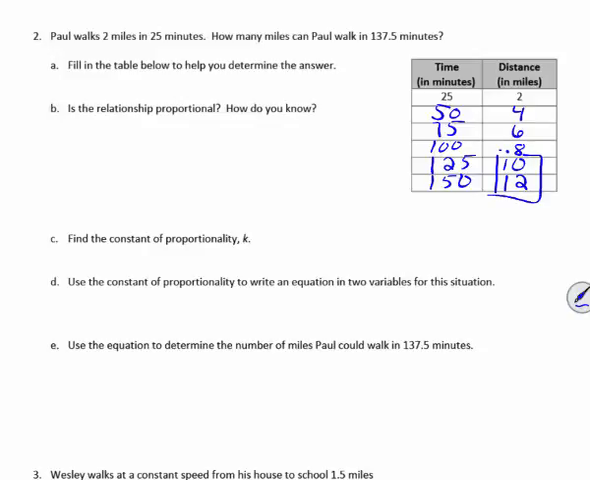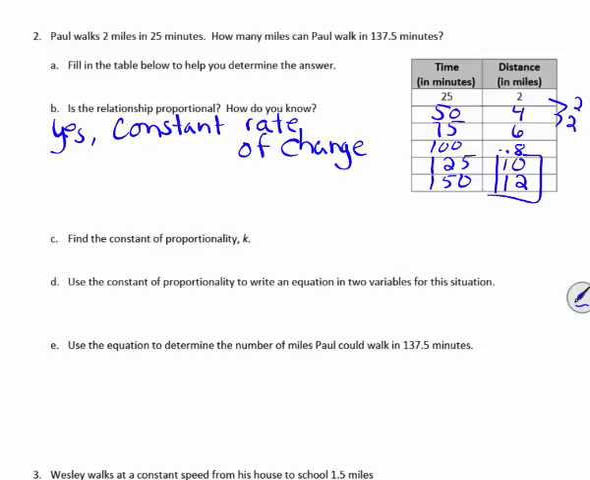All right, so is the relationship proportional? Yes. How do I know that? It has a constant rate of change. Right, so constant rate of change: over here it keeps going up by 2's, and over here it keeps going up by 25's.